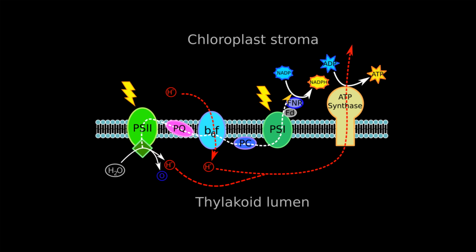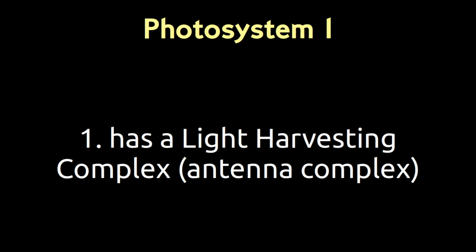So, here we go. Photosystem 2 here. We're going to get light. Because it's still a photosystem, we're still going to get light interacting with it. So, just like the other photosystems, we have both a light harvesting complex and a reaction center. Both of those are going to be part of this.